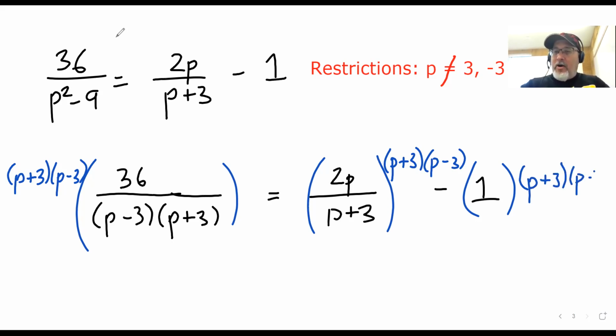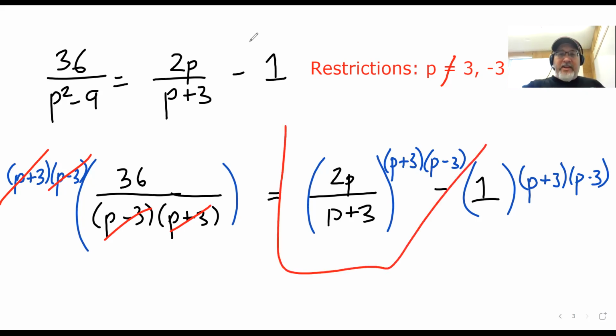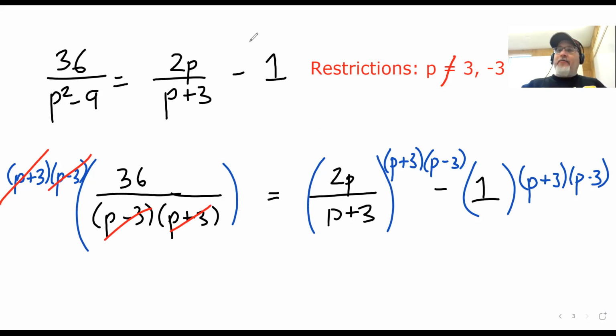But we're going to multiply all three parts of this equation by p plus 3 and p minus 3, because that is sufficient to cancel the first fraction's denominator. And, as luck would have it, or it's not so lucky, it's also sufficient to cancel that fraction's denominator, because that fraction's denominator has only a p plus 3 as a factor, and we just hit it with a p plus 3.